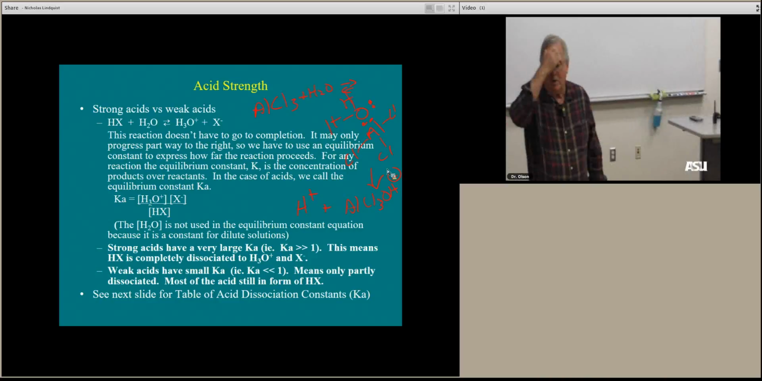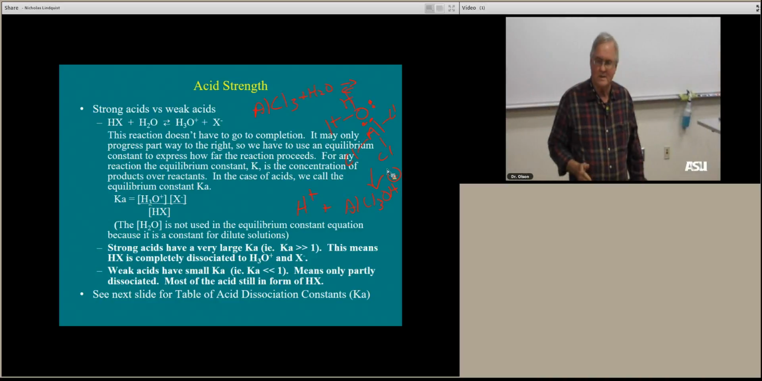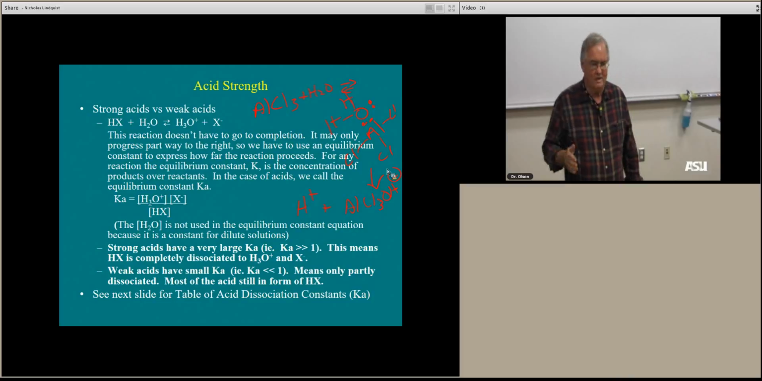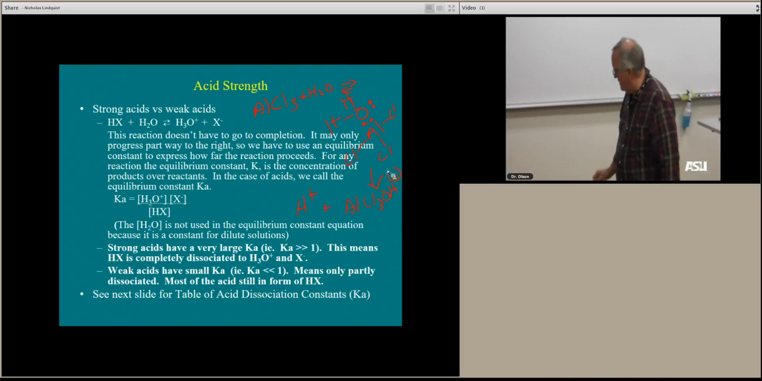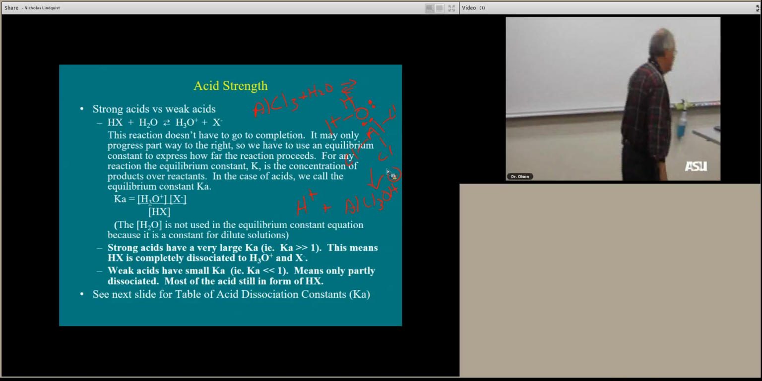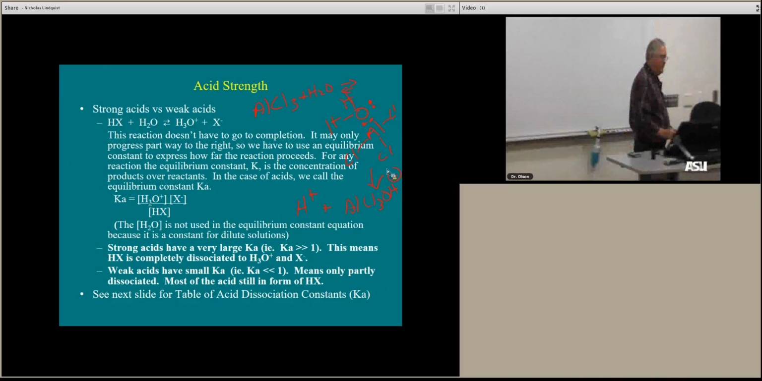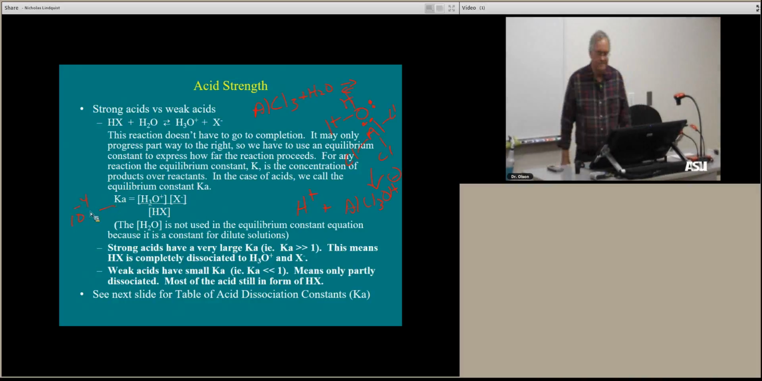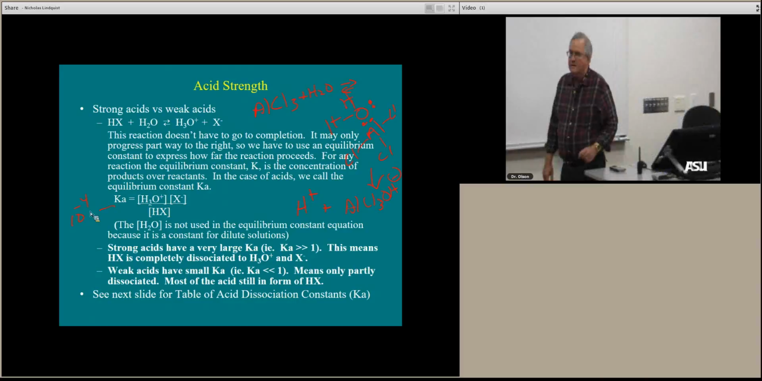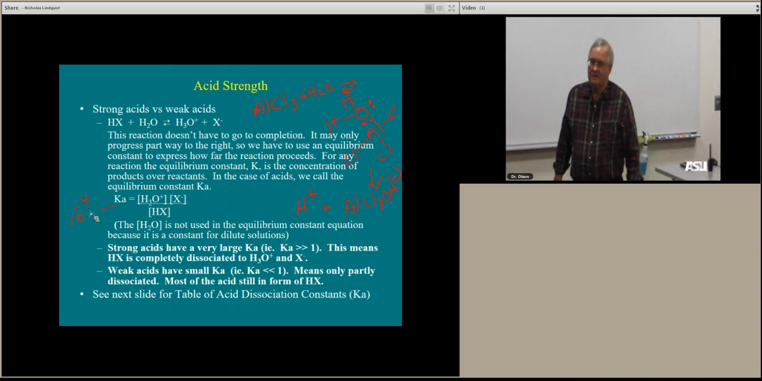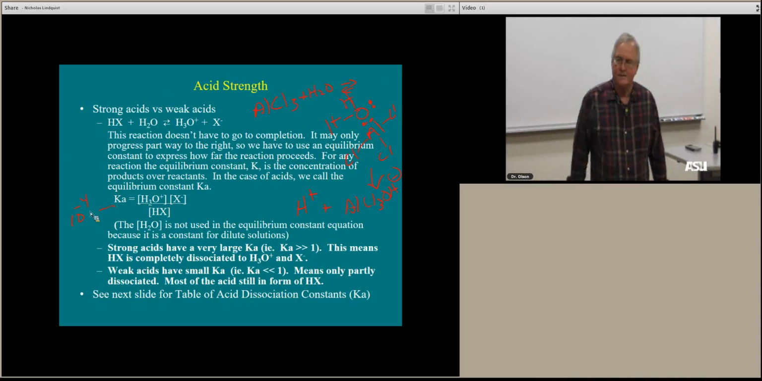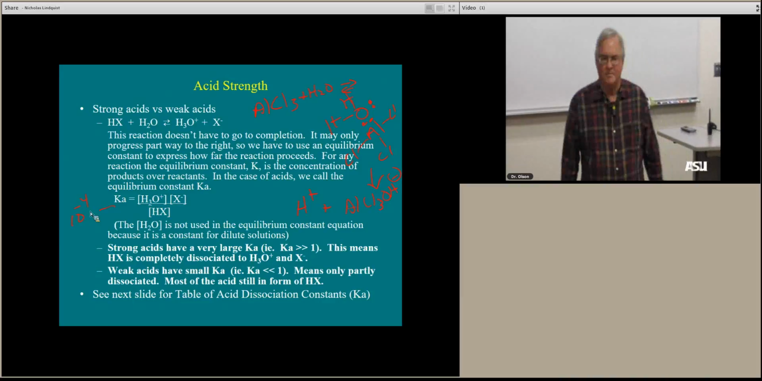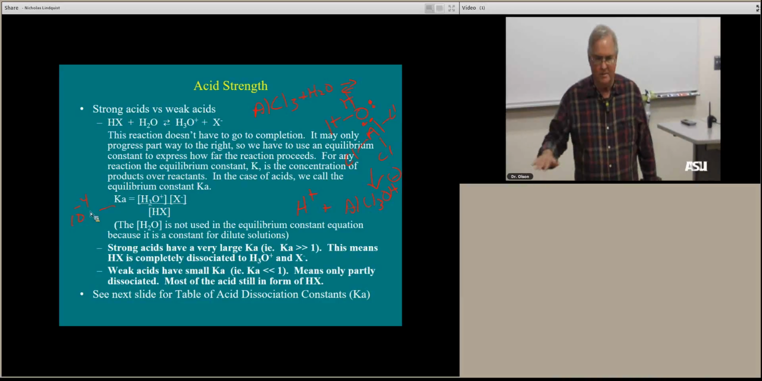But if I have 1 molar HF, for example, it turns out that's not a strong acid. The equilibrium constant Ka for HF is about 10 to the minus 4. What does 10 to the minus 4 mean in this equilibrium constant equation? Which is bigger, the products or reactants, if the equilibrium constant is 10 to the minus 4? Reactants, right? So in other words, it's a fraction.